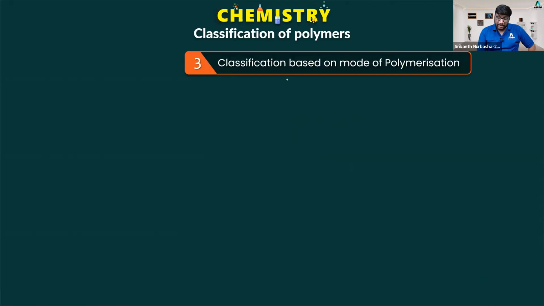Right? Classification based on mode of polymerization. How is the classification made based on structure? Based on source: natural, synthetic, semi-synthetic. Based on structure: linear, branched, cross-linked. Based on mode of polymerization: addition polymerization and condensation polymerization. Addition polymerization will happen only when the monomers have double bonds, like unsaturated hydrocarbons. Condensation polymerization will happen when the monomers have functional groups.